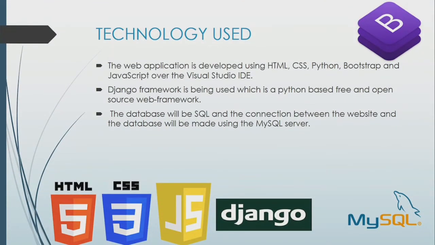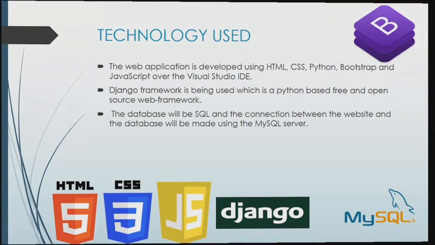Here we come to the technologies used in the project. Mainly HTML, CSS, and Bootstrap have been used to design the front end, whereas Django has been used as the web framework. As for the database, we have used SQL, whereas the connection between the site and the database is made using MySQL Server.